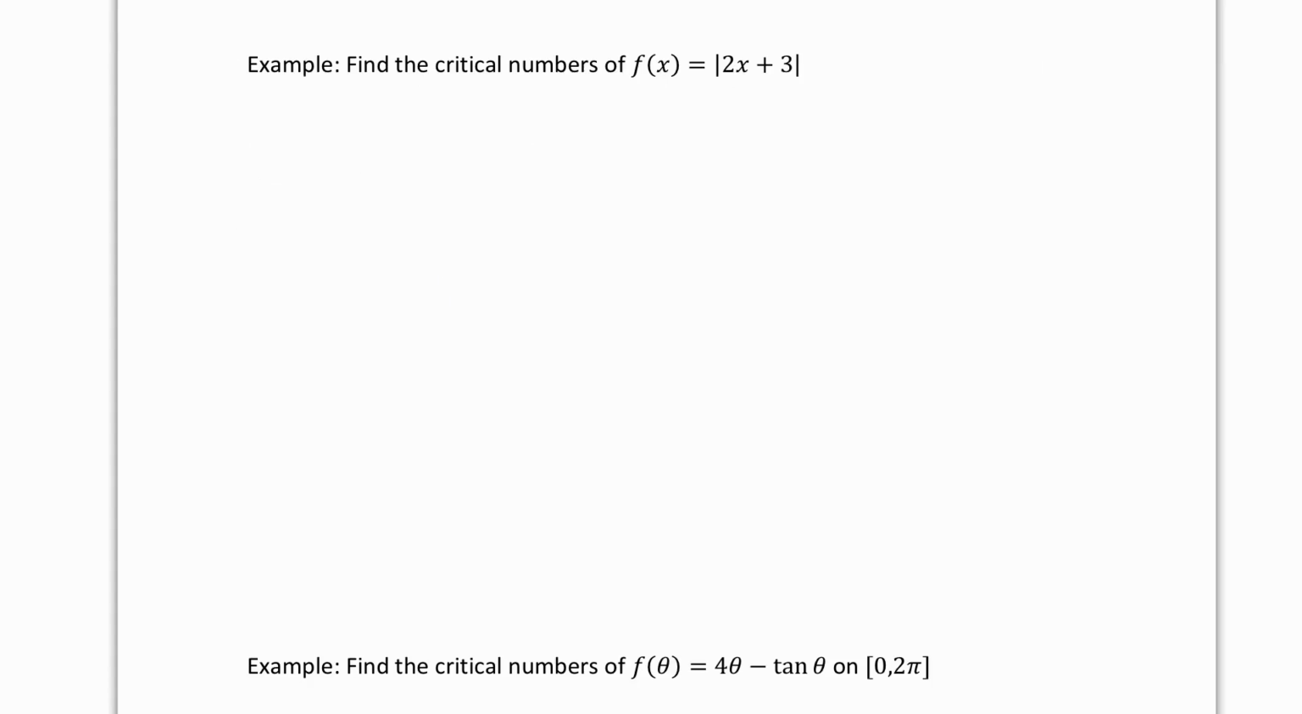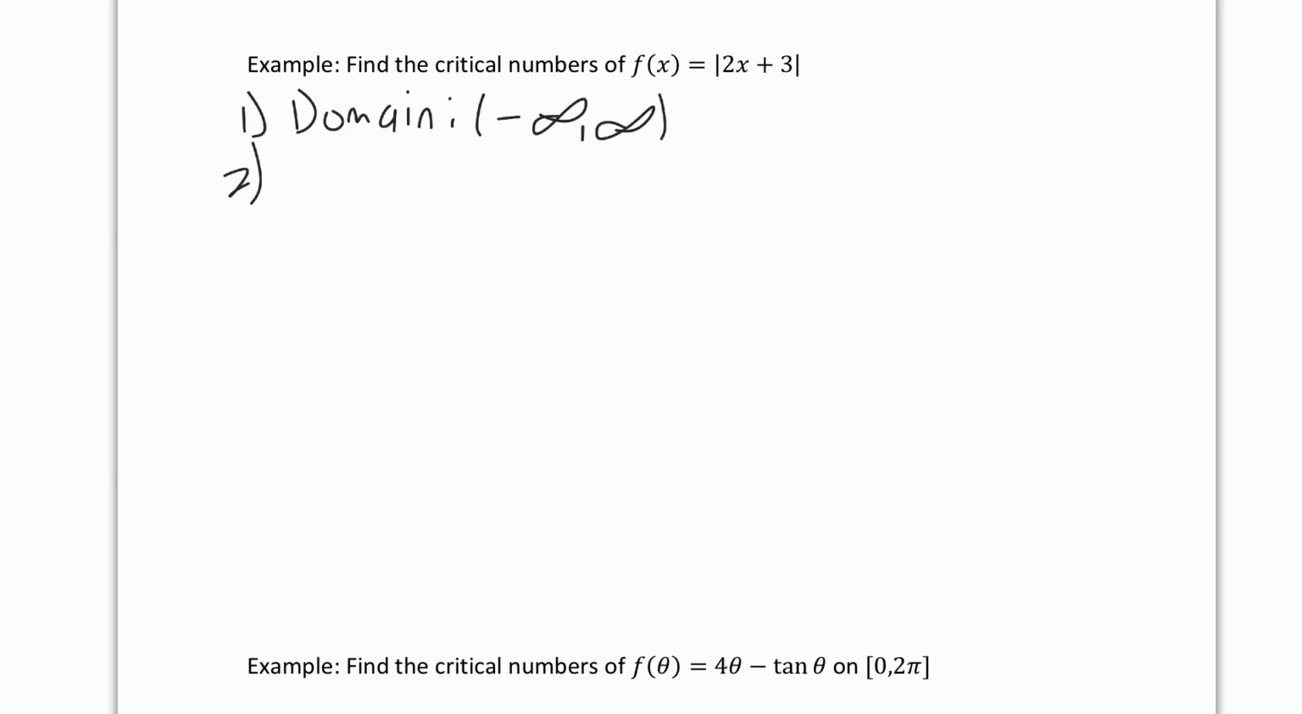So let's try some more examples. Let's find some more critical numbers. In this case, we have an absolute value function. We have f(x) equals the absolute value of 2x plus 3. So we'll go through the 3 steps again. Step 1, we'll find the domain. Well, it's an absolute value function, so the domain is just going to be minus infinity to infinity.